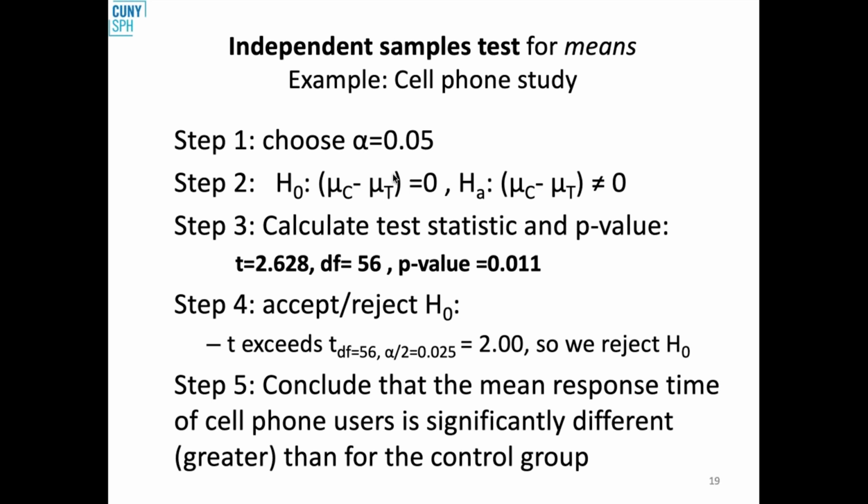Okay, so calculate the test statistic and the p-value. How do we do that? Well, for the test statistic, we use our formula. We take the difference in the two means.